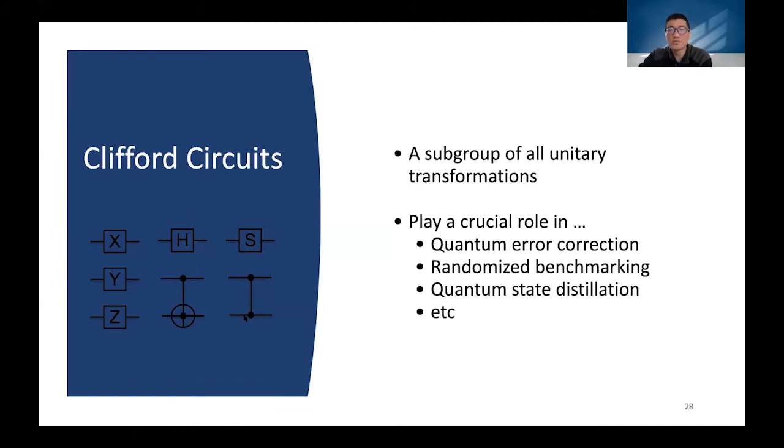So the Clifford group is a subgroup of all unitary transformations. And as it turns out, it plays a crucial role in many different fields, for example, quantum error correction, randomized benchmarking, quantum state isolation, et cetera. So it's an important set of quantum circuits that people study very thoroughly.